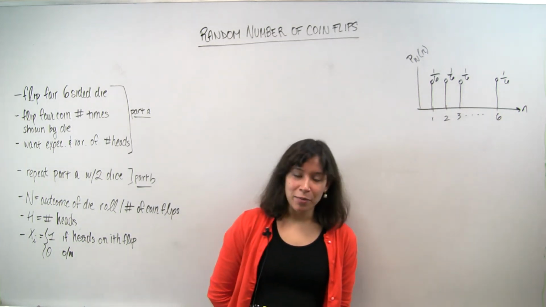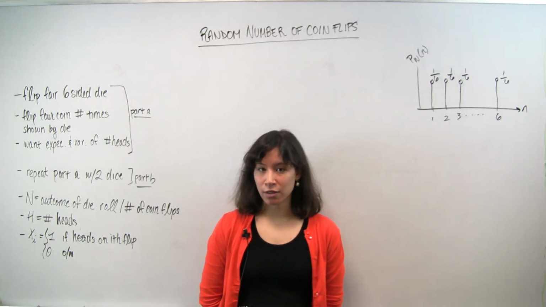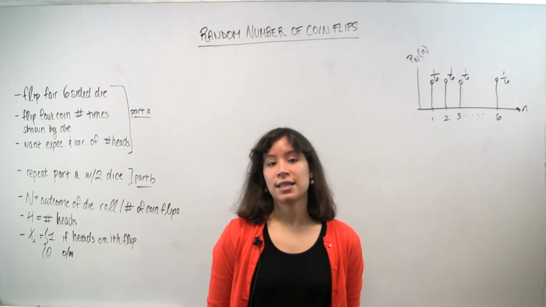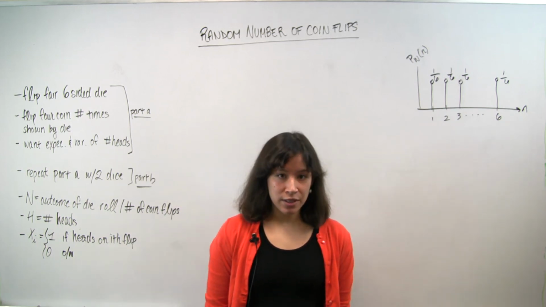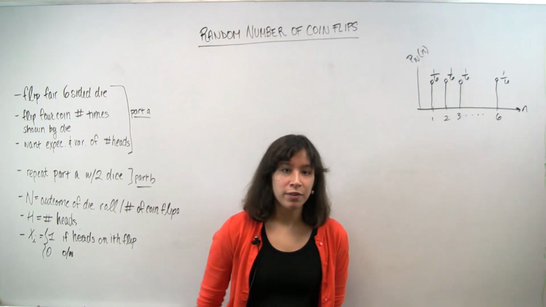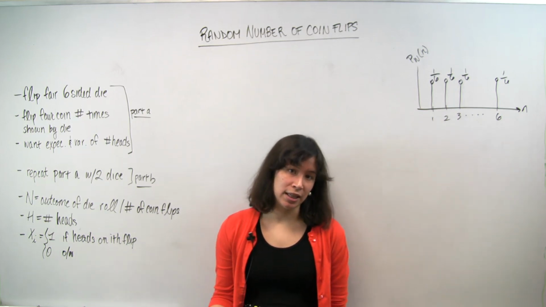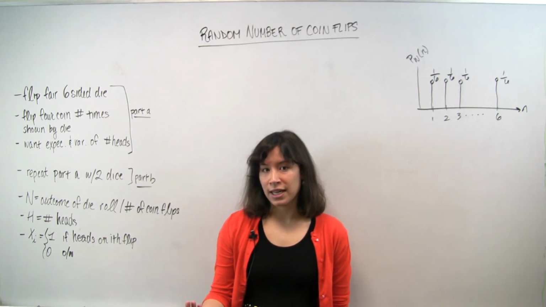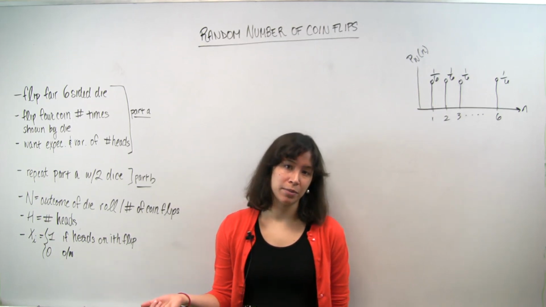Hey everyone, welcome back. Today we're going to do another fun problem that has to do with a random number of coin flips. The experiment we're going to run is as follows. We're given a fair six-sided die and we roll it. And then we take a fair coin and we flip it the number of times indicated by the die. That is to say, if I roll a 4 on my die, then I flip the coin 4 times.